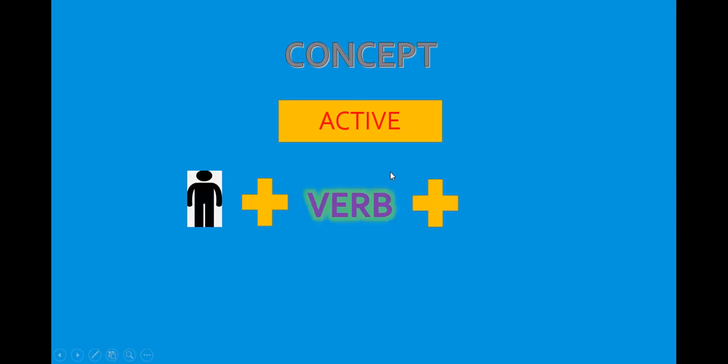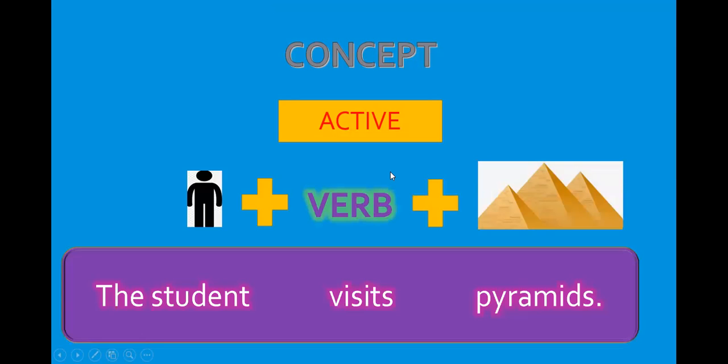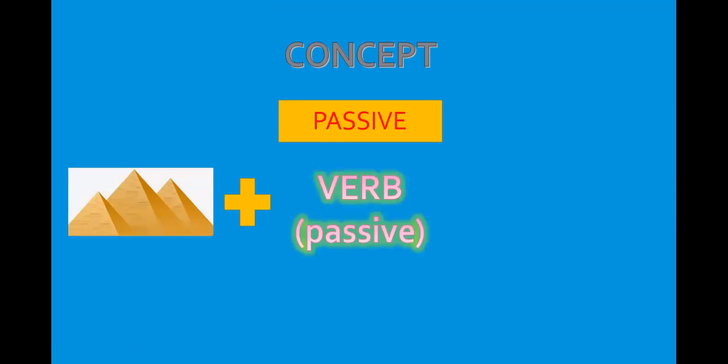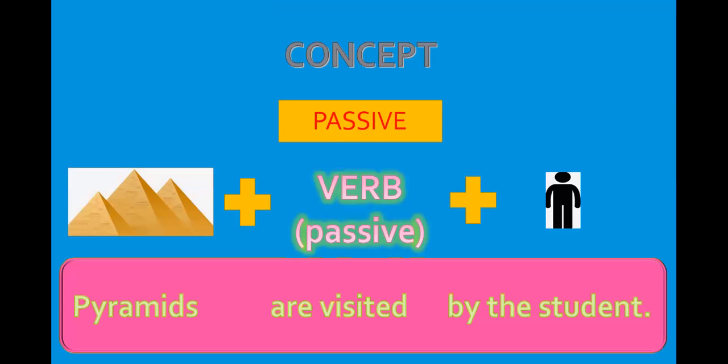Okay, remember that. In active voice, the person does the action. This is a regular sentence, and the verb is not affecting the subject. No, the subject is doing the action. The subject is doing the verb. This is active voice. And remember that in passive voice, we have the verb affected by the subject, okay? In passive voice, the subject doesn't do the action.